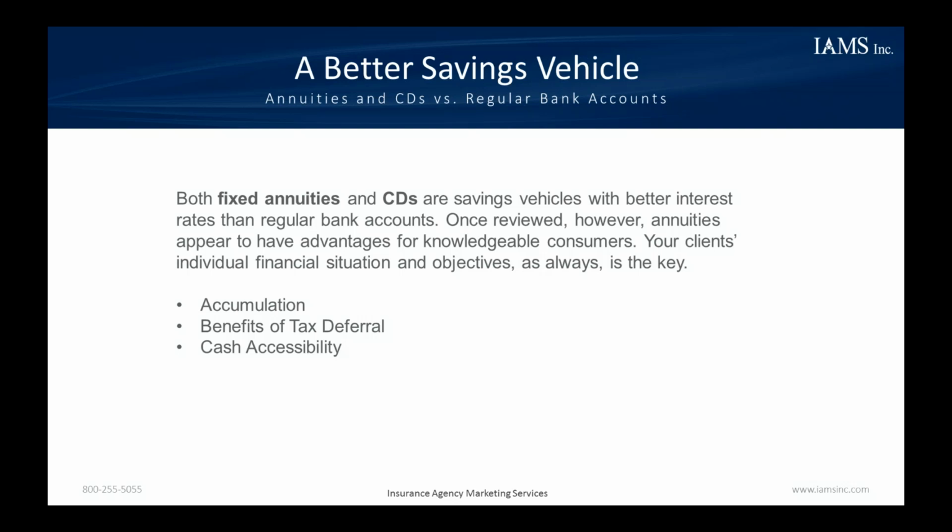But again, a certificate of deposit is a time deposit, as they say, and usually offers a little better rates than just very liquid accounts. But as we look closer at these, in many instances, an annuity will have some advantages over a certificate, especially if the goal is long-term growth. So as we look at this closer, we're going to compare three main areas of these products: accumulation, tax deferral, and cash accessibility.